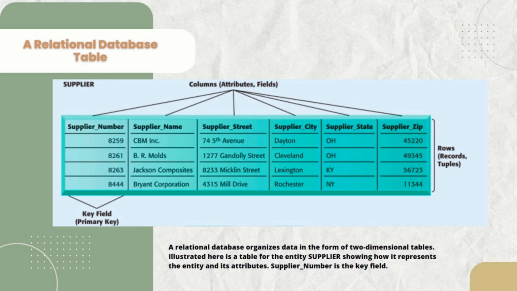Rows or records. Each row in the table represents a separate supplier record. For example, the first row represents a supplier with its supplier number and so on. Key field or supplier number. The supplier number column serves as the key field or primary key for this table. It ensures that each supplier record has a unique identifier within the table. No two suppliers can have the same supplier number.